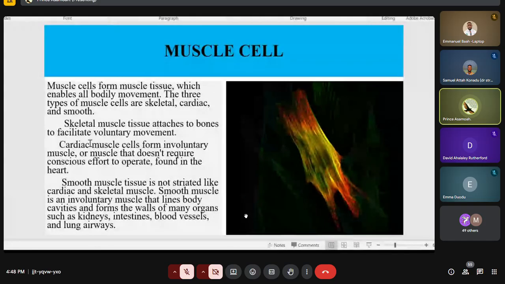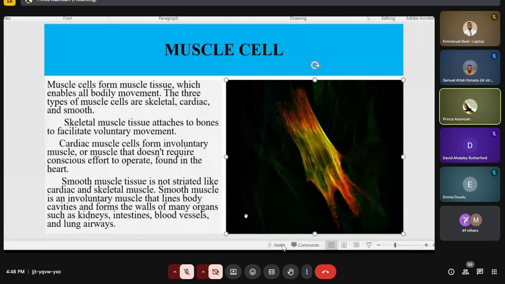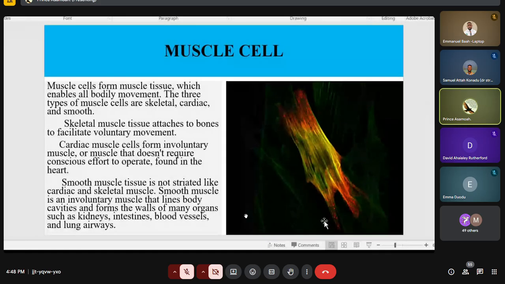We are going to the muscle cell. Muscle cells form muscle tissue and they enable all bodily movement. Your being able to move is not because of the skeleton. Many people make that mistake, thinking that your skeleton is responsible for your movement. It is your muscles that are responsible for your movement. What the skeleton does is give you shape and protect a lot of internal organs.